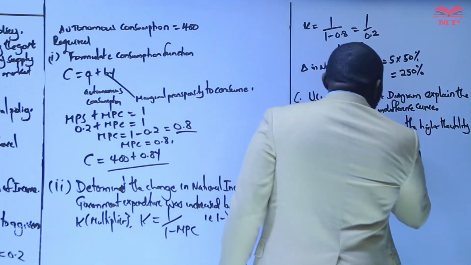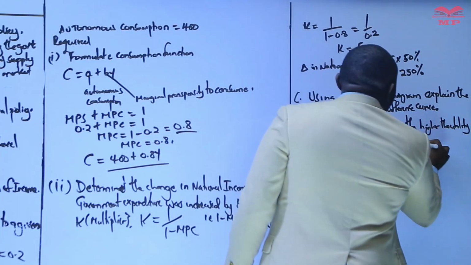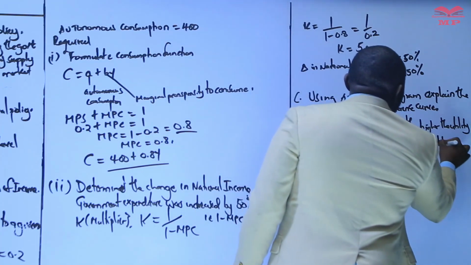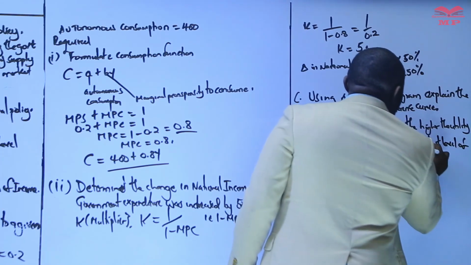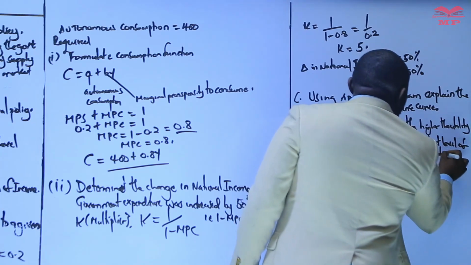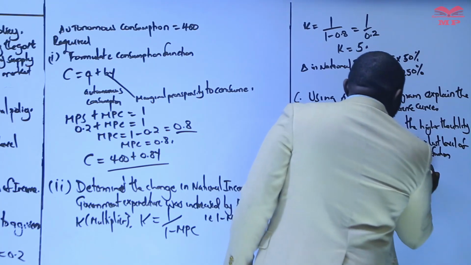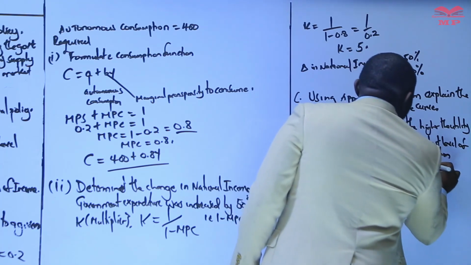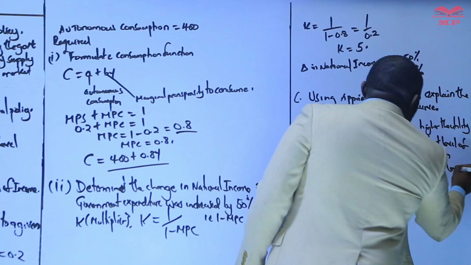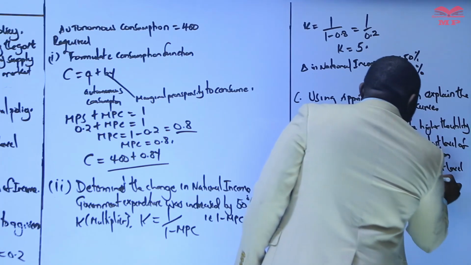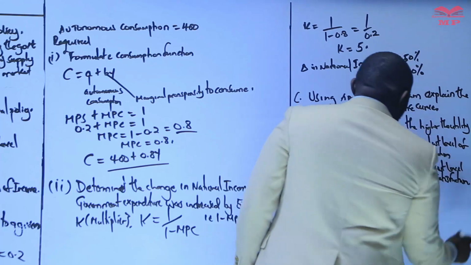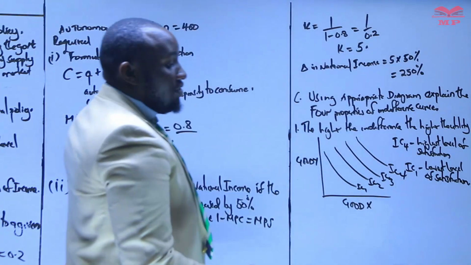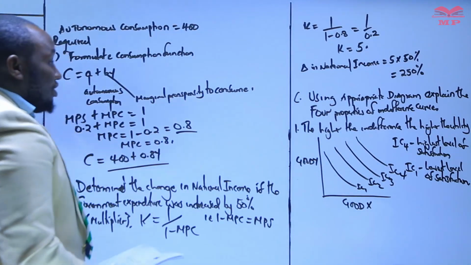IC4 is the highest level of satisfaction. Then we have IC1, which we call the lowest level of satisfaction at that very point.